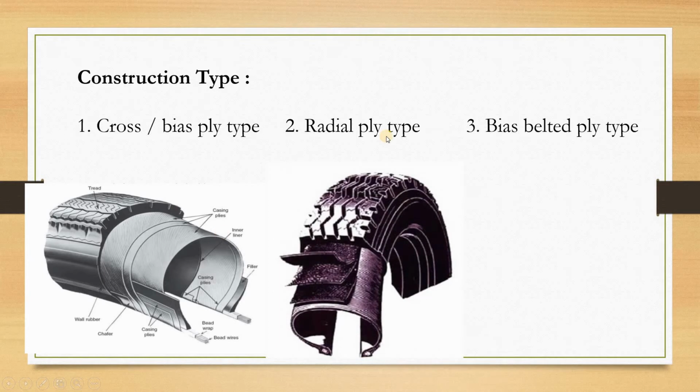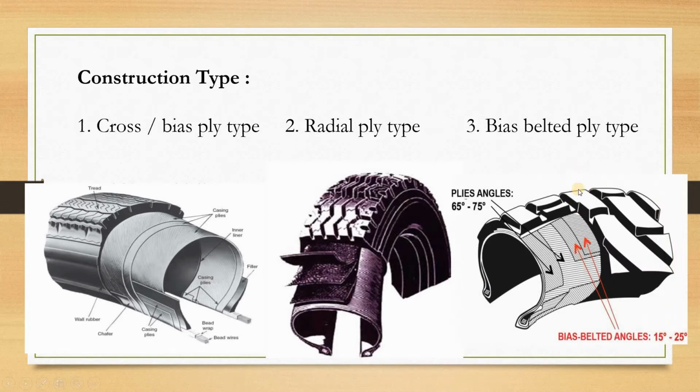And next is the radial ply type. In this, the plies are added only below the tread in order to improve the strength. And next comes the bias belted type. It is much more similar to a combination of the first two, but this improves the reliability of the tire. But in general the radial type is much more ideal, because its cost is also low, and it is also reliable for quite a long period.